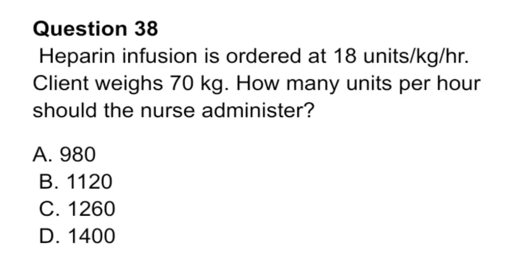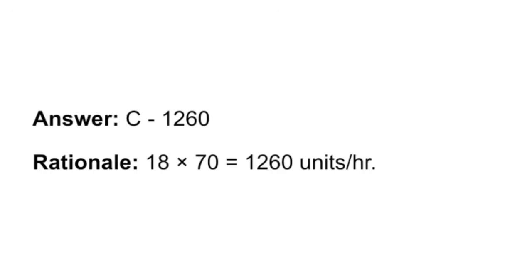Question 38. Heparin infusion is ordered at 18 units per kilogram per hour. Client weighs 70 kilograms. How many units per hour should the nurse administer? A. 980. B. 1,120. C. 1,260. D. 1,400. Answer is C. 1,260. Rationale. 18 times 70 is equal to 1,260 units per hour.